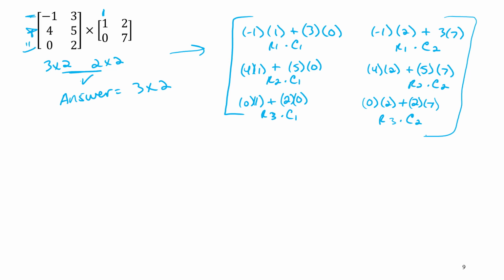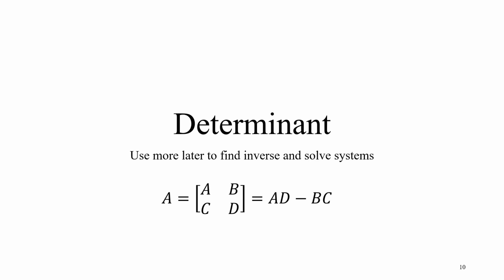And when you multiply these out or plug these into your calculator, you would find that your answer would be -1, 4, 0, 19, 43, 14. And that would be your answer. So now we're going to look at determinants.